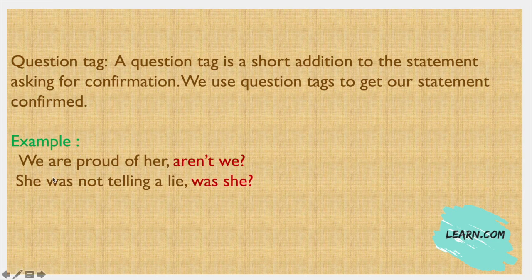Say for example, here you can see, we are proud of her. Now this is a statement. Here some information is given that the subject we are proud of the object her. So how to confirm this? If we want to confirm whether we are proud or not, we use the question tag aren't we. Similarly, she was not telling a lie, was she.